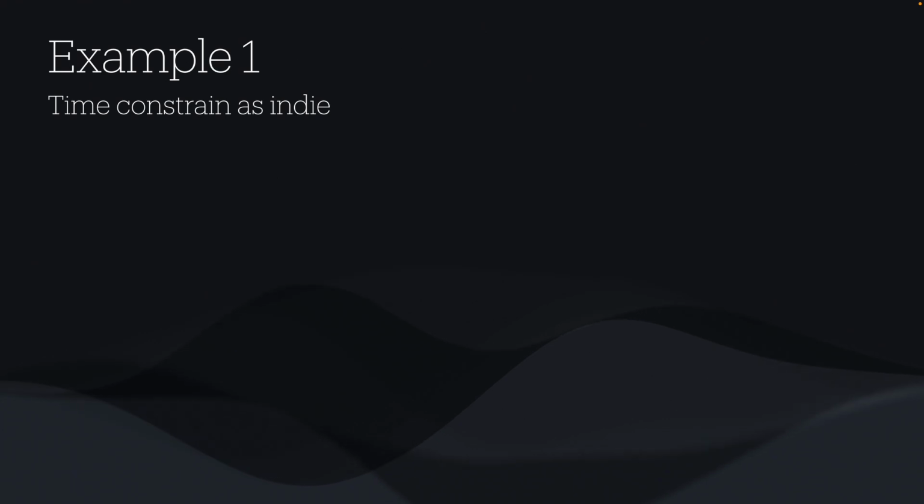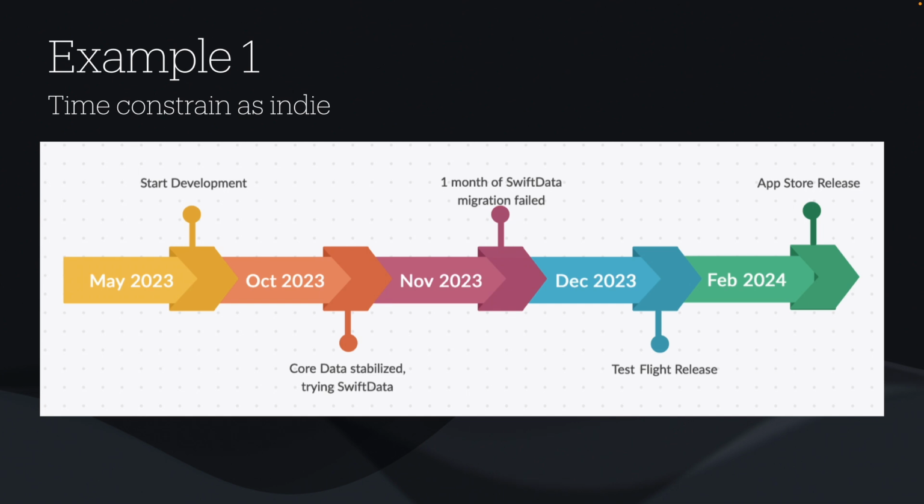Next, we have time constraint as an indie, right? Let's go back and take a look at the timeline. I released the first TestFlight version after abandoning SwiftData, and I released into the App Store 2 months after that. This app is so far in the store. It's pretty fast and does not have many showstoppers. Users do not encounter crashes too often.